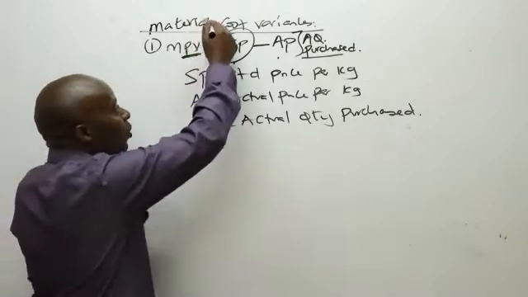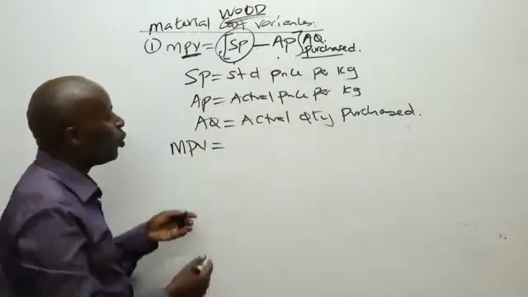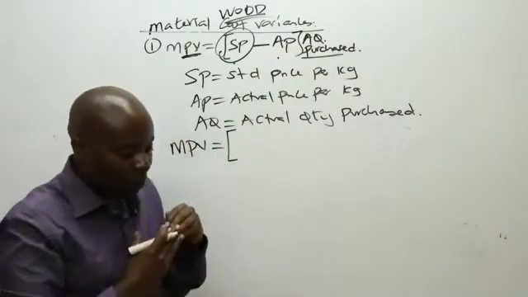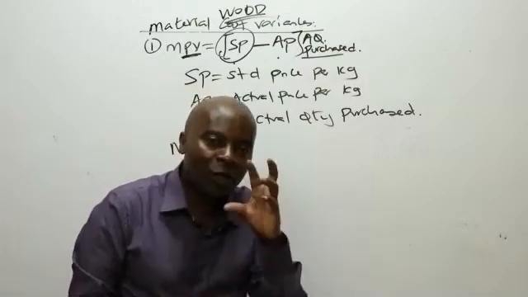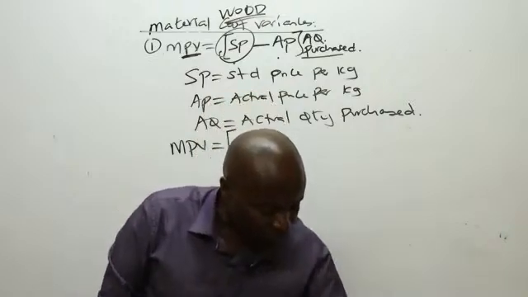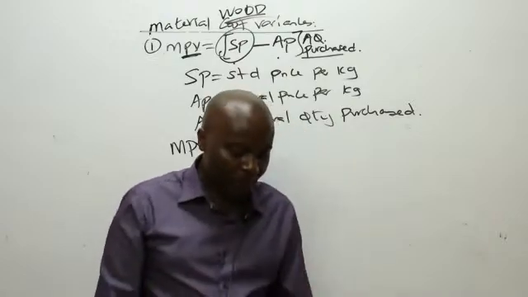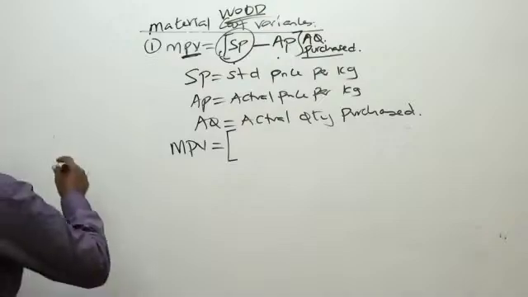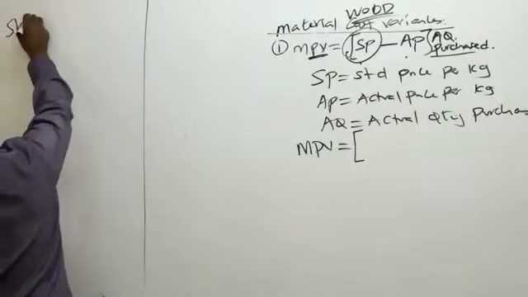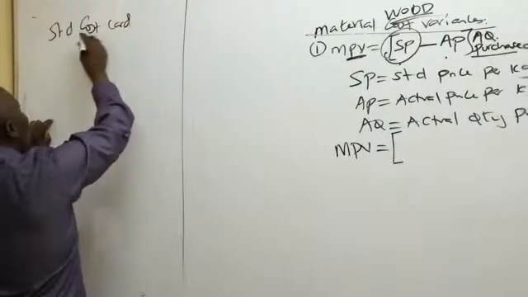Remember what is our raw material here? It is wood. So I would want to know the standard price per kilogram of this wood. The standard price, I'll throw my eyes to the standard cost card. Under the standard cost card, ladies and gentlemen, I can see wood.